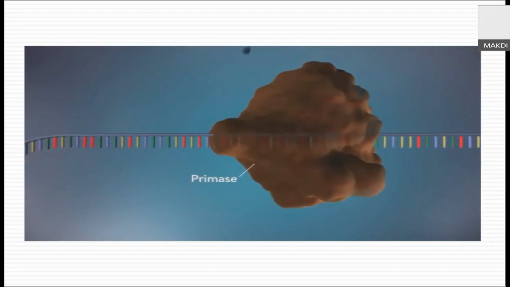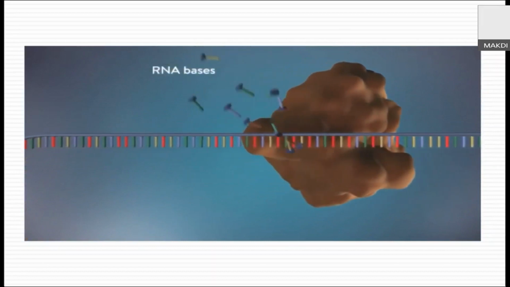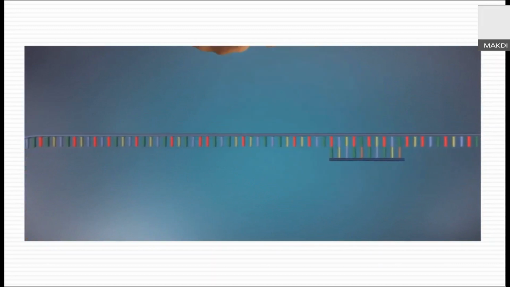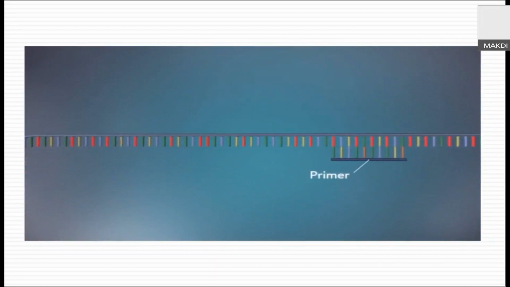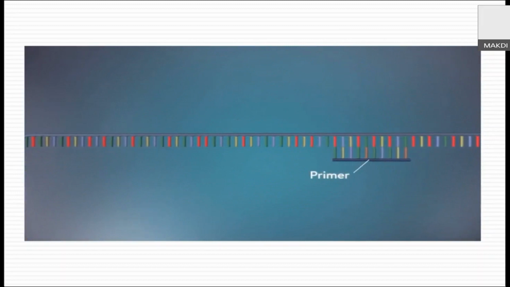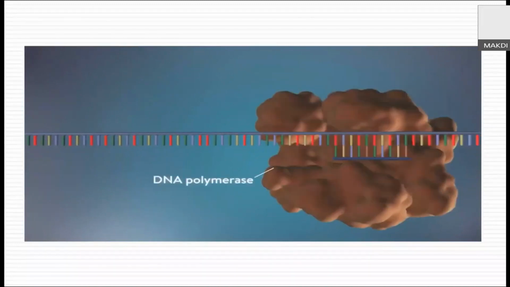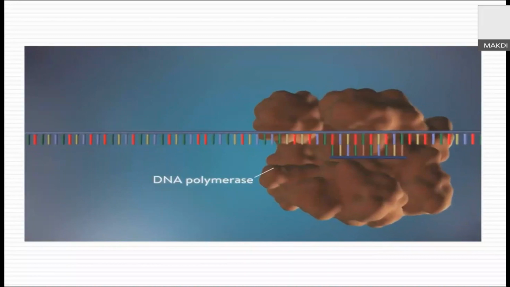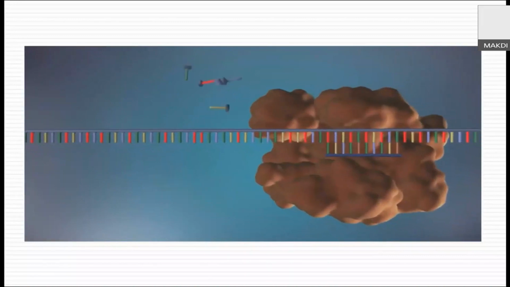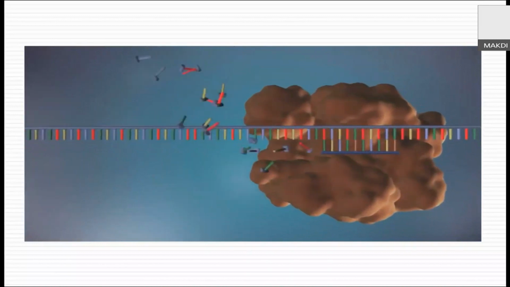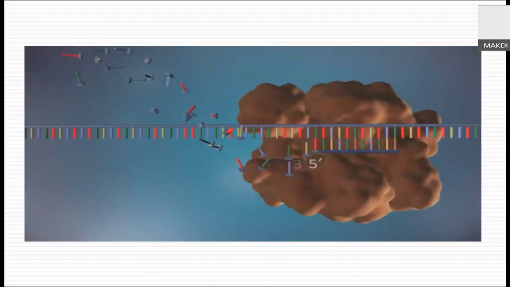An enzyme called primase starts the process. Primase adds an RNA primer. This enzyme makes a small piece of RNA called a primer. This marks the starting point for the construction of the new strand of DNA. An enzyme called DNA polymerase binds to the primer and will make the new strand of DNA. DNA polymerase can only add DNA bases in one direction, from the 5' end to the 3' end.